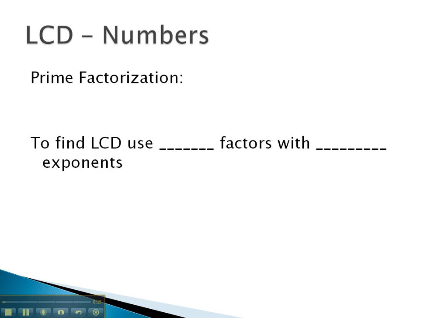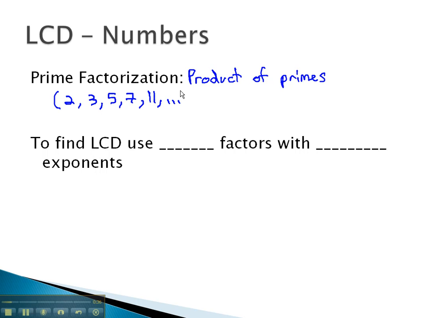To find the least common denominator of numbers, we need to find the prime factorization, or a product of primes that gives us our number. Prime numbers are divisible by only one and themselves, such as 2, 3, 5, 7, 11, and so on. To find the least common denominator from this prime factorization, we will use all the factors in the prime factorization with highest exponents.